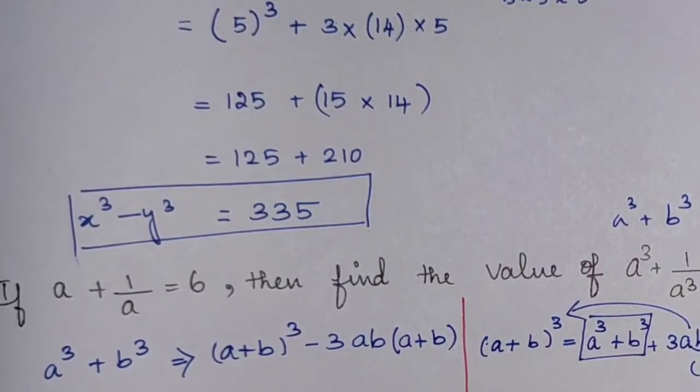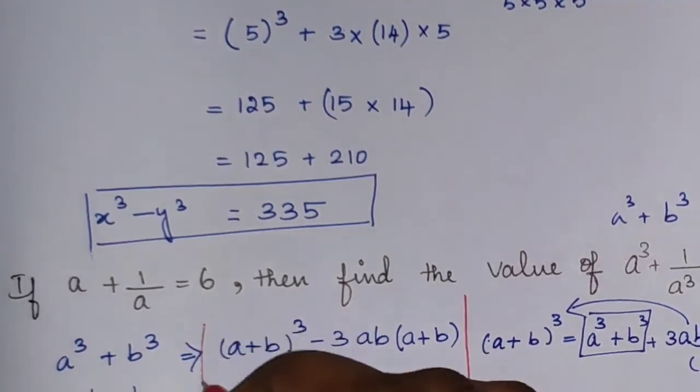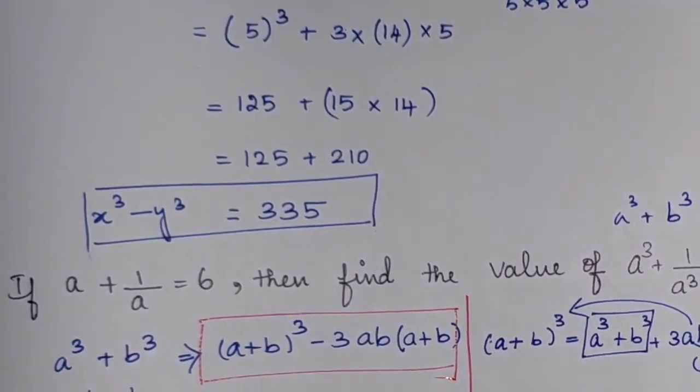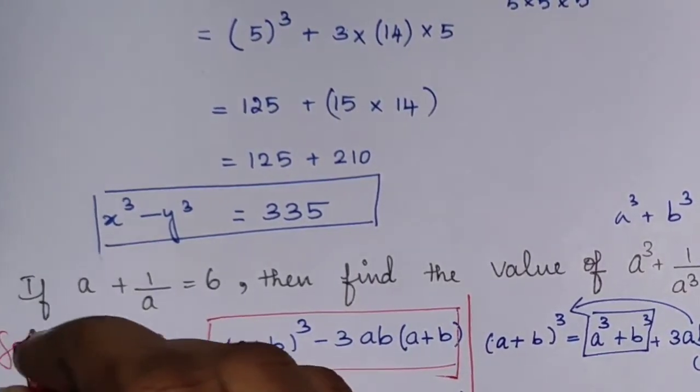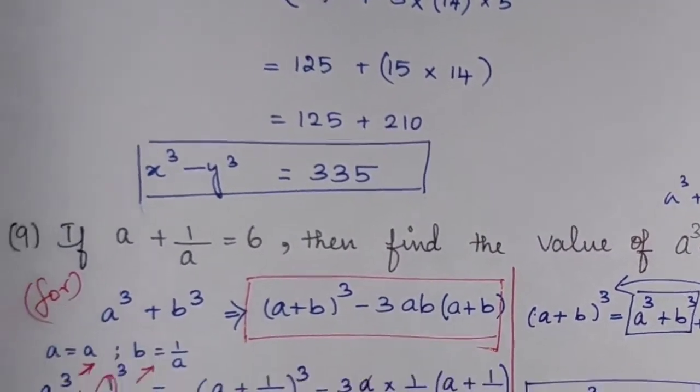In the place of a I am having a and in the place of b I am having 1 by a. So you write a is equal to a and b is equal to 1 by a, then substitute in this formula. Okay, so this is the formula. Substitute the values and find that.